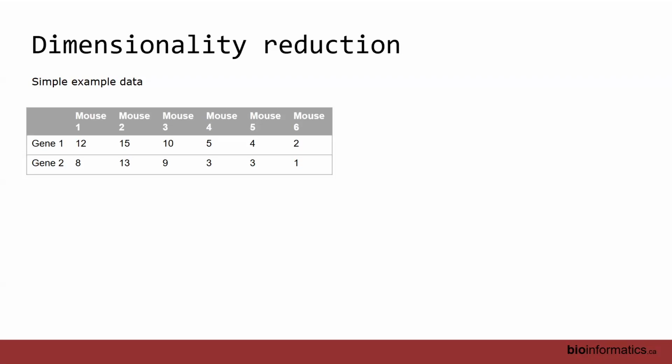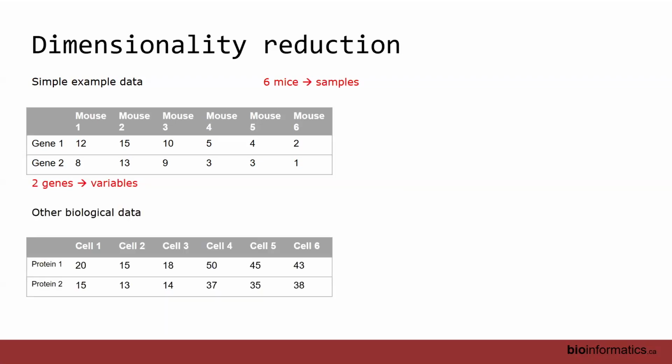So what would be the dimension of features here? 2, exactly. So we have 2 genes, right? And we have 6 mice. So 6 samples. Genes are variables, mice are samples.